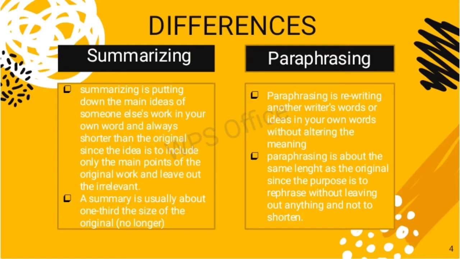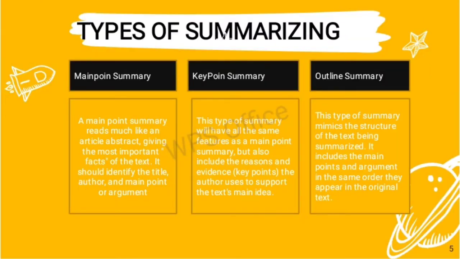Summarizing is like paraphrasing, but it is different. The difference is that summarizing is putting down the main ideas of someone else's work in your own words, always shorter than the original text, including the main points and leaving out the irrelevant material. But paraphrasing is rewriting another writer's words or ideas in your own words without altering the meaning. Paraphrasing is about the same length as the original text, without leaving out anything and not shortened too much. Don't be confused.